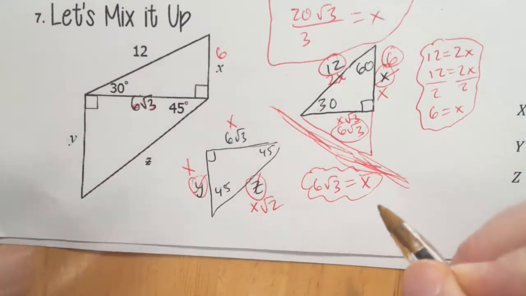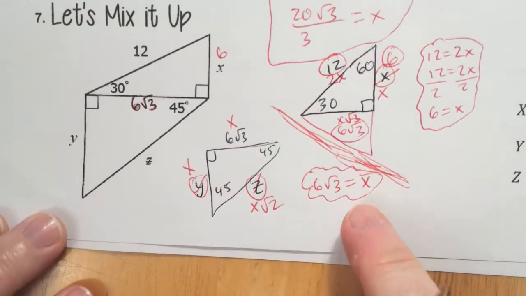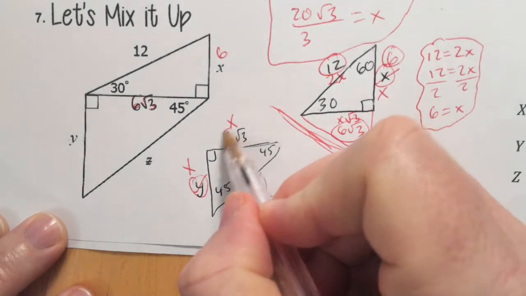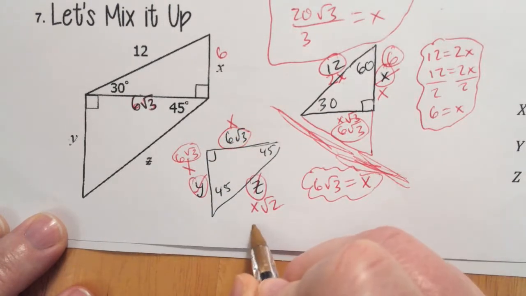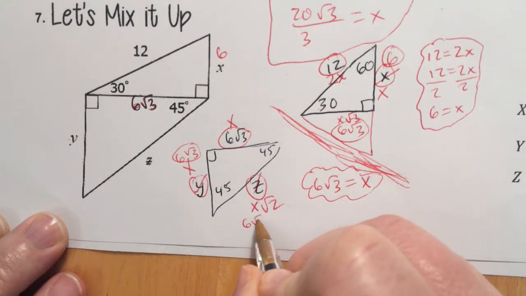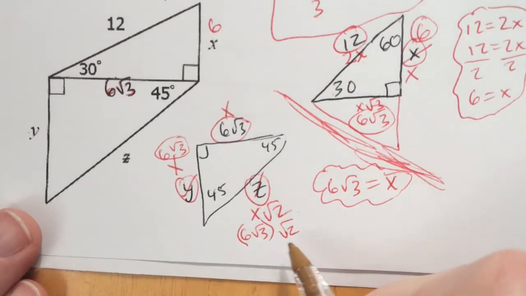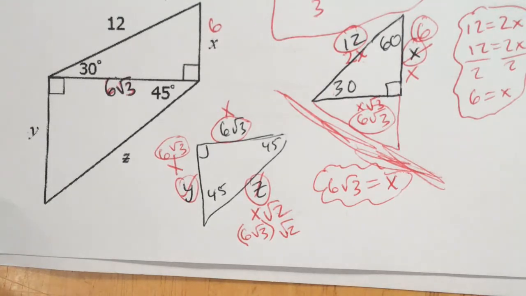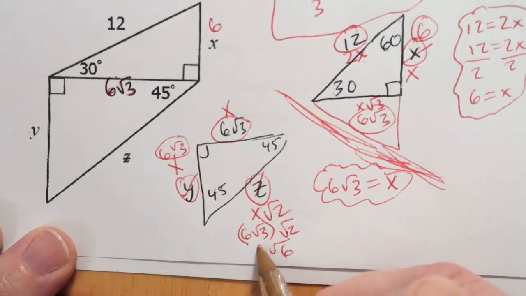Okay, so then step number 4 says plug in. So plug x into the other sides. Every time we see a red x, we're going to plug in 6 radical 3. This would now turn into 6 radical 3. And this right here, okay, so here's a good one. This would be 6 radical 3 is where the x is, and we still have that radical 2 attached to it. All right, we can multiply radicals by radicals and whole numbers by whole numbers. So that would be 6 radical, and what's radical 3 times radical 2? That'd be radical 6. And that's as pretty as it makes it.